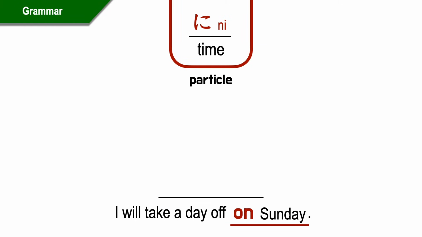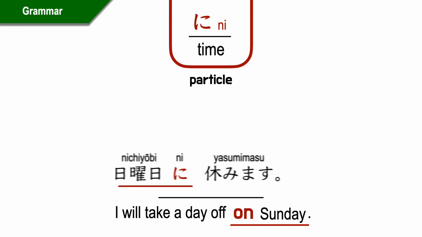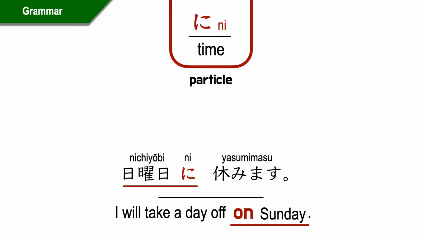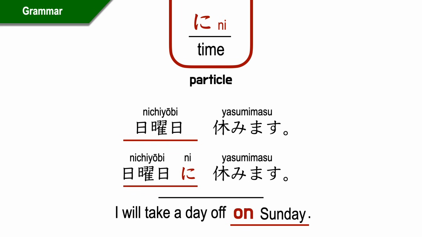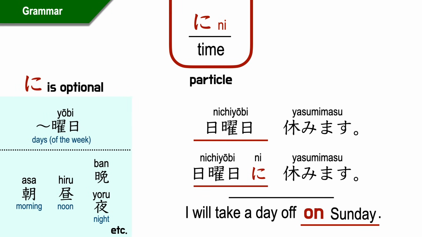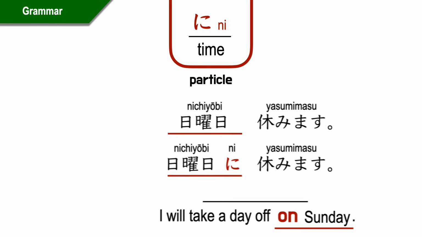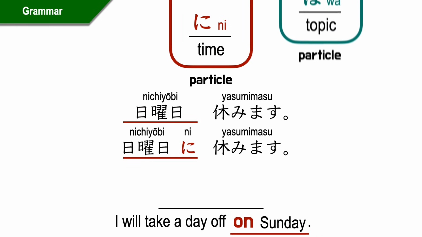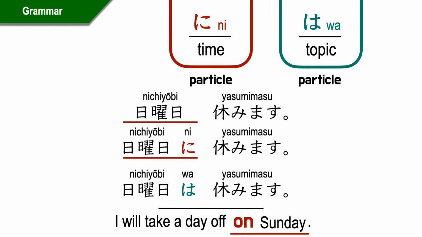I will take a day off on Sunday. 日曜日に休みます or 日曜日休みます. They're both fine because it's optional to use the ni particle for words like the days of the week. And again, it's also okay to offer 日曜日 as the topic of the sentence. 日曜日は休みます. As for Sunday, I'm going to take a day off.